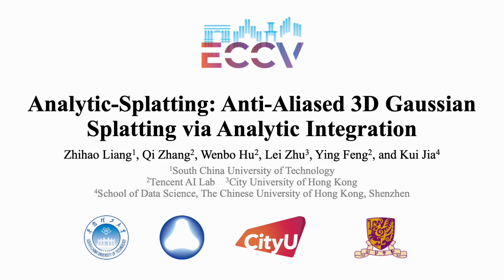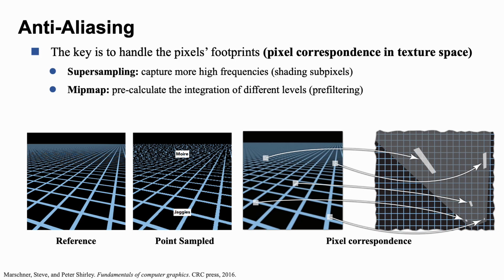Here, I will introduce the Analytic-Splatting, Anti-Aliased 3D Gaussian splatting via analytic integration. Anti-aliasing is a long-standing challenging task in computer vision and computer graphics. Anti-aliasing aims to remove the artifacts, such as the moire and jaggies in the rendering results.